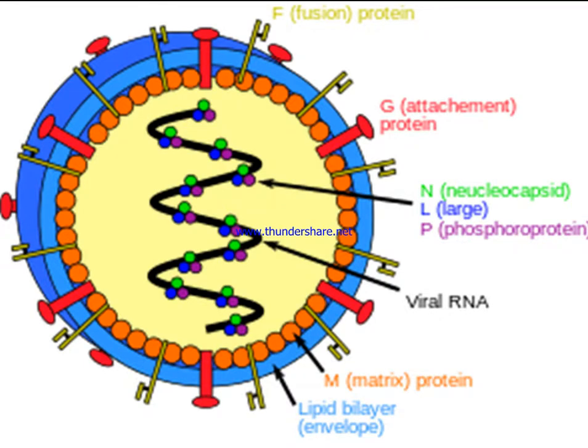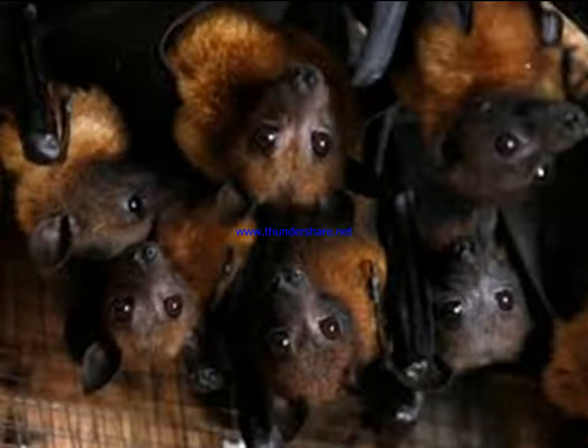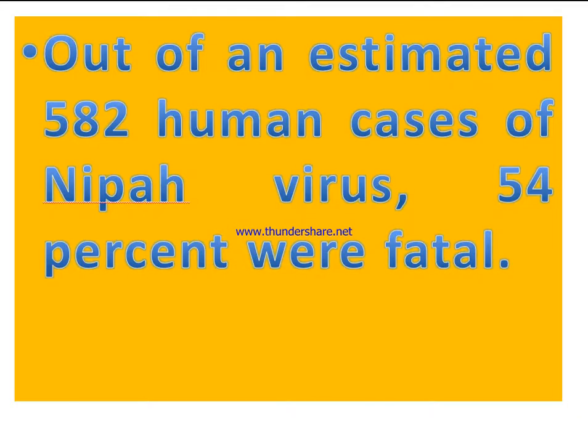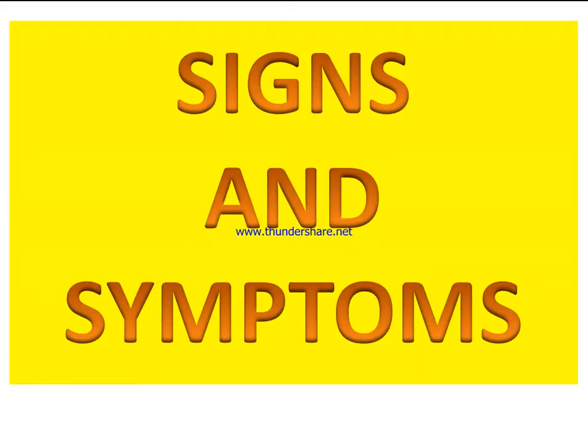So how is the structure of Nipah virus? It comes from the bats and sick pigs. Out of an estimated 582 human cases of Nipah virus, 54% were fatal. So how will the world be affected? Asian countries are more affected by Nipah virus.